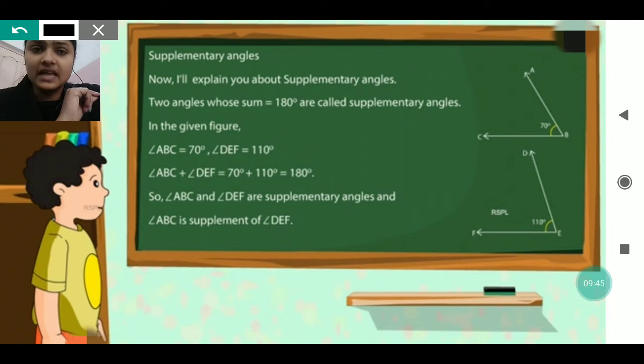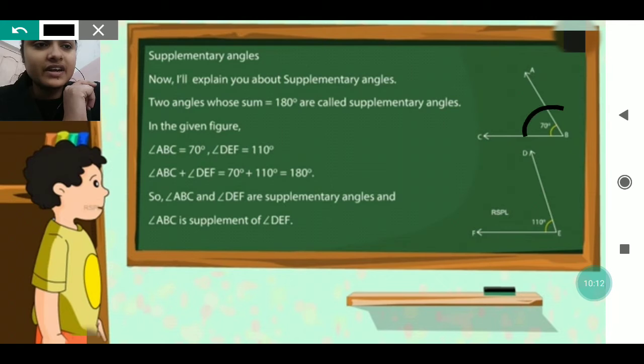Suppose I am giving you one example. Here you can see there are two angles I have drawn. One is ABC, that is 70 degrees, and another is DEF, that is 110 degrees. When I add 110 degrees plus 70 degrees, I get 180 degrees. So we can say these both angles are supplementary angles.